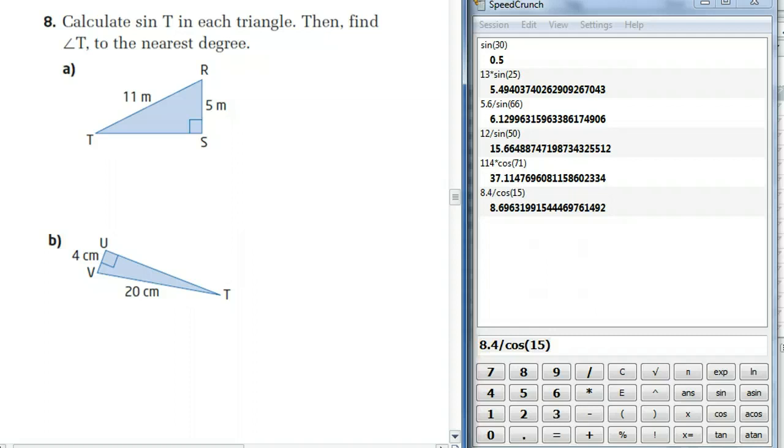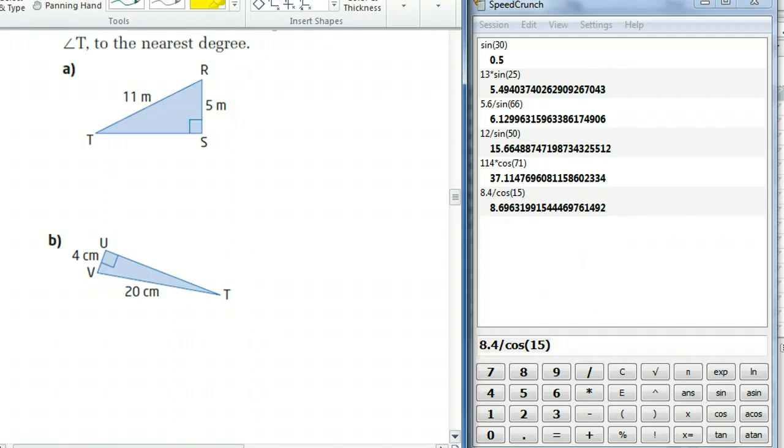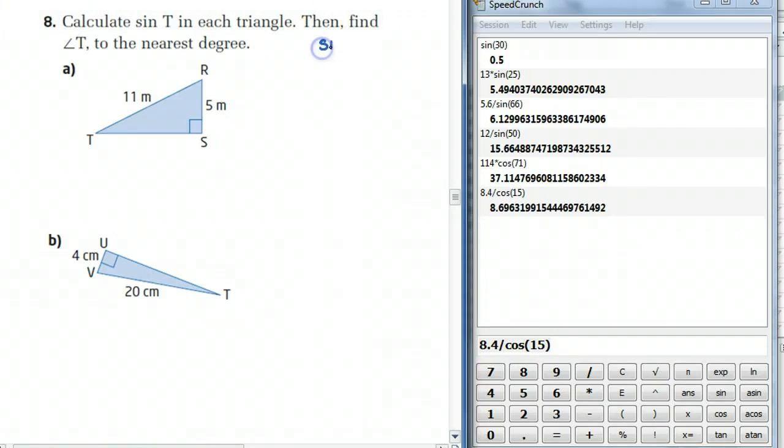So in each of these cases, since I'm using the sine ratio, we know that sine of some angle is equal to the opposite over the hypotenuse. In each of these cases we're given the opposite and the hypotenuse. So I want to find sine of t first and then use that to find the angle t. We see t, the opposite is 5 and the hypotenuse is 11. So sine of angle t is equal to the opposite, which is 5, divided by the hypotenuse, which is 11.